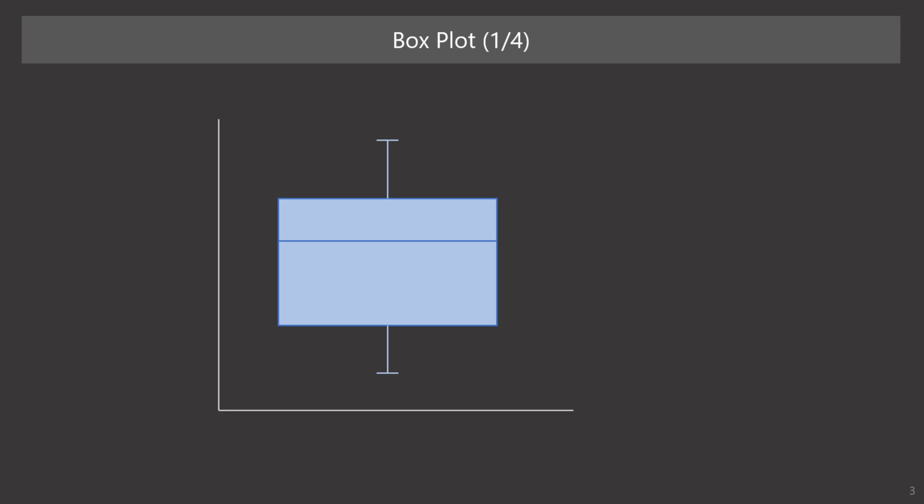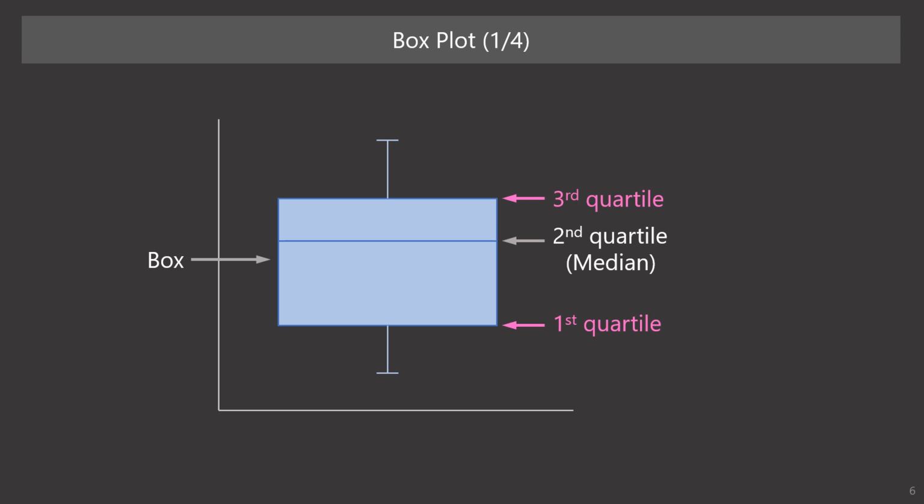Let's see the structure of a box plot. The square with a horizontal line in the middle is called a box. The horizontal line in the middle of the box represents the median, that is, the second quartile. And the lower end and the upper end of the box represent the first and the third quartile, respectively. So, the height of the box represents IQR.